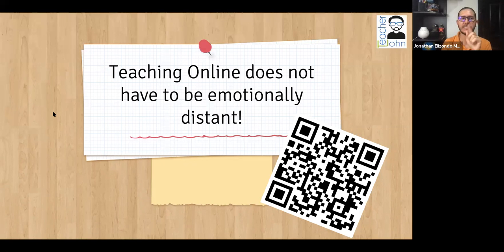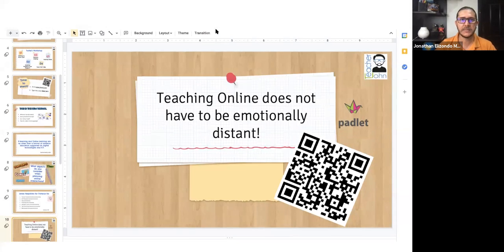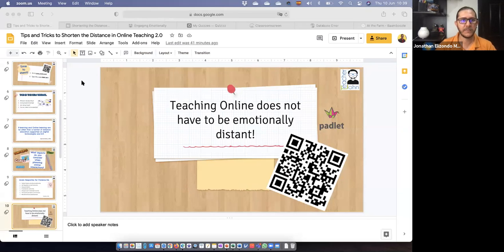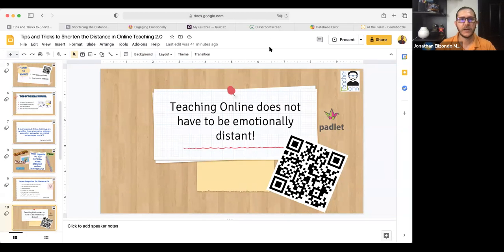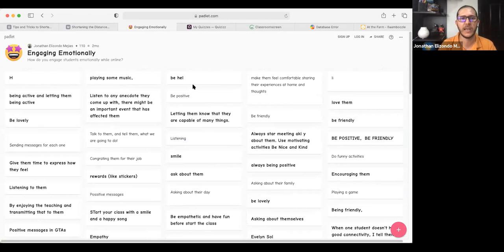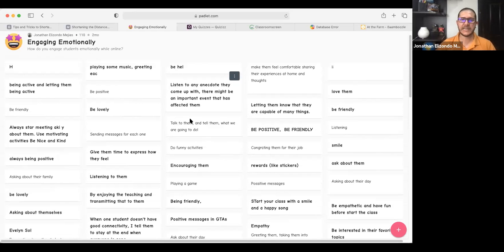When you get into the Padlet, there is a plus button. You click on the plus button and you can share your ideas. There is a question. Let me just go ahead and show it to you. Give me just one moment. Okay, going to go there. All right. So it's engaging emotionally. How do you engage students emotionally while online? And I want to hear your ideas.